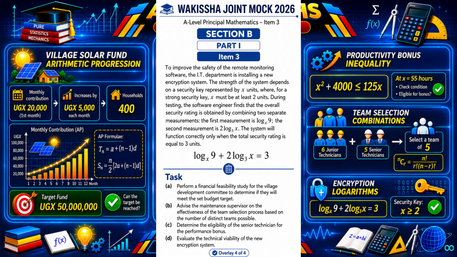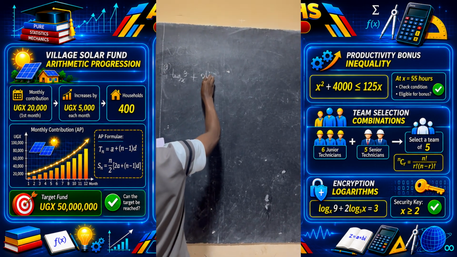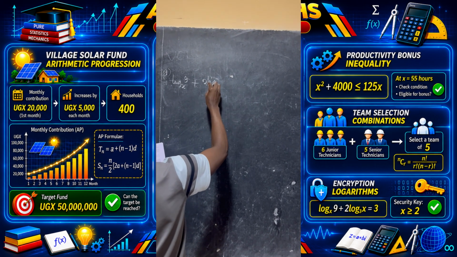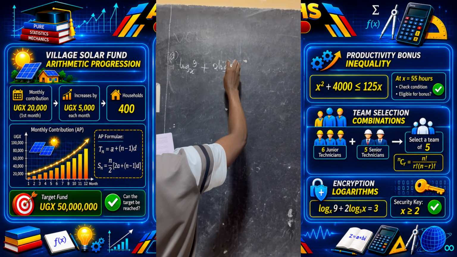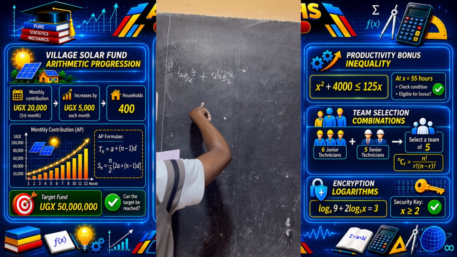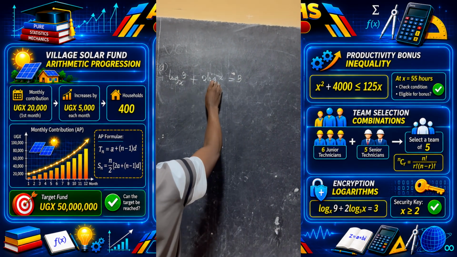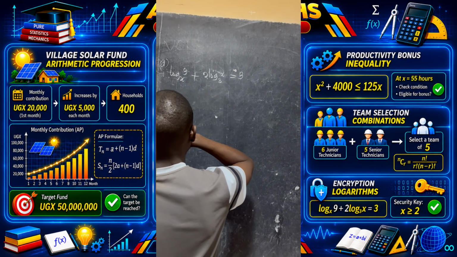The first measurement is log base x of 9. Now this will give me what they are telling us to combine. So if I combine it with 2 log base 3 of x, the system will function correctly only when the total security rating is equal to 3 units. So after combining them, they should be equal to 3.